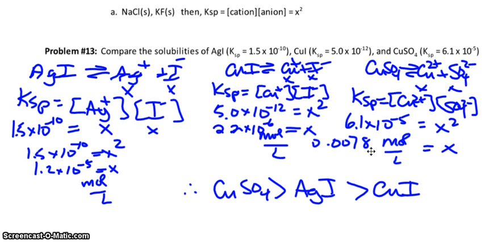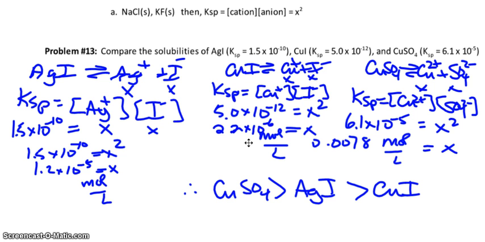So if I'm going to compare the solubilities, I'm going to be comparing the X's. My biggest X was for copper sulfate. My next biggest X was for silver iodide, and my smallest X was for the copper 1 iodide. So the solubilities are in that order.